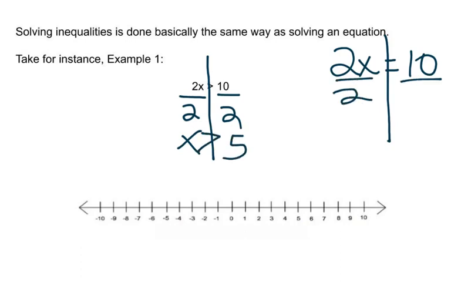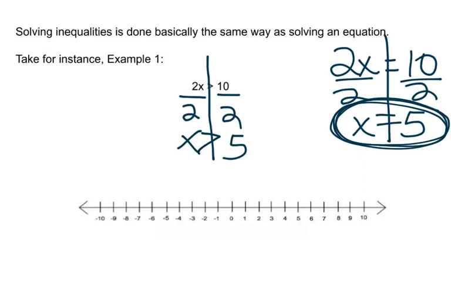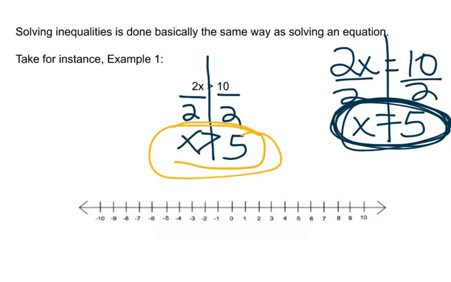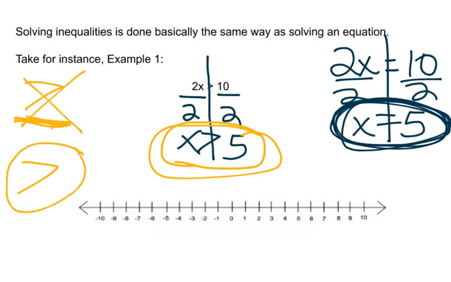Now, prior to solving inequalities, we solved equations, and the only answer x could be was 5. But now, x can be any number bigger than 5. We don't have an equal to underneath our greater than symbol. It is not this symbol. It's this one. So it doesn't equal 5.